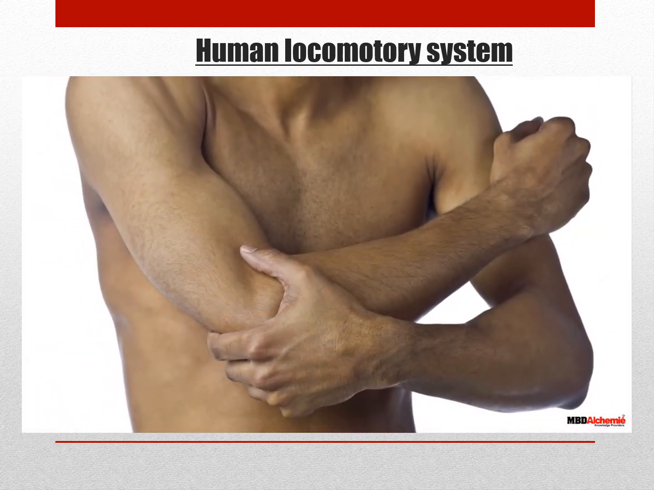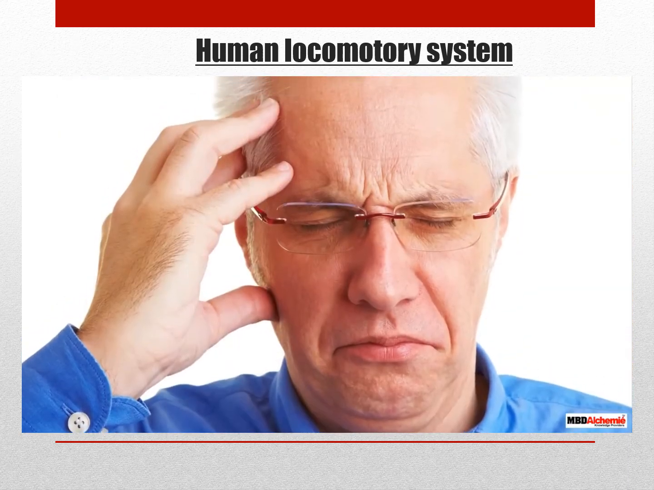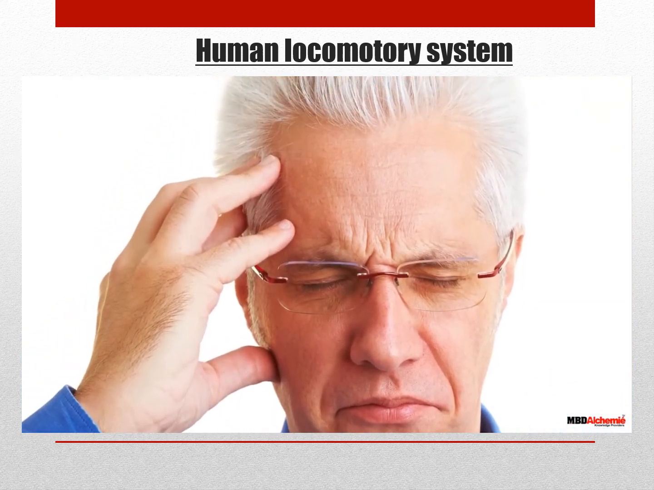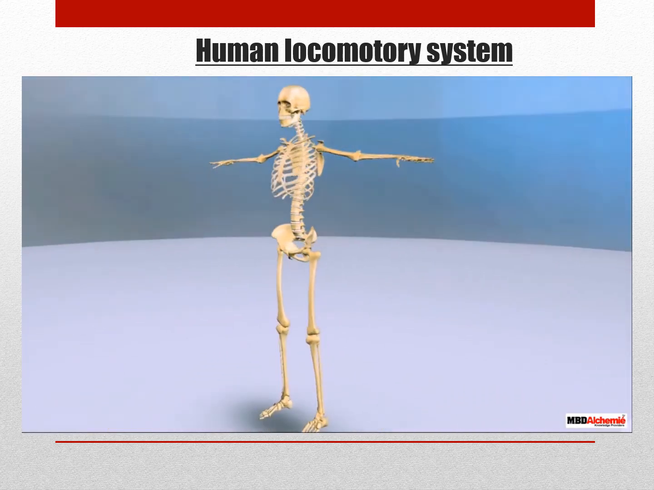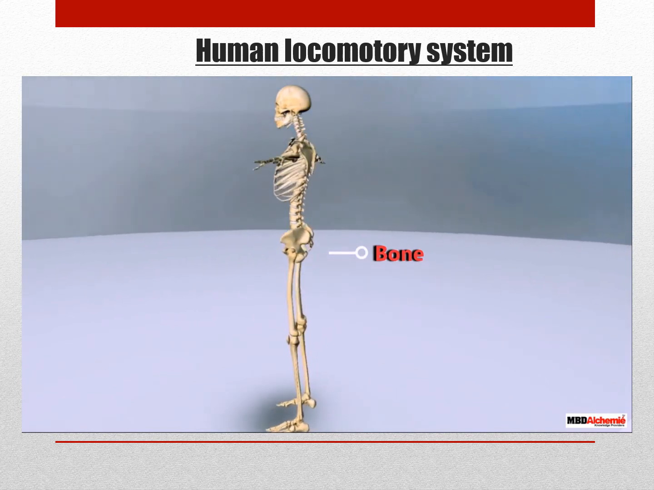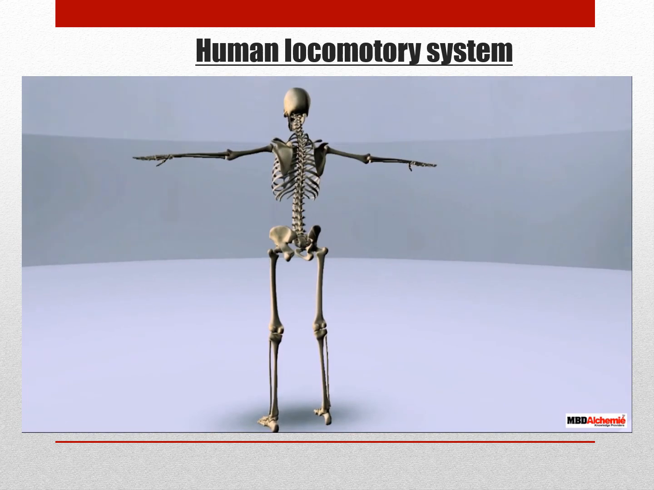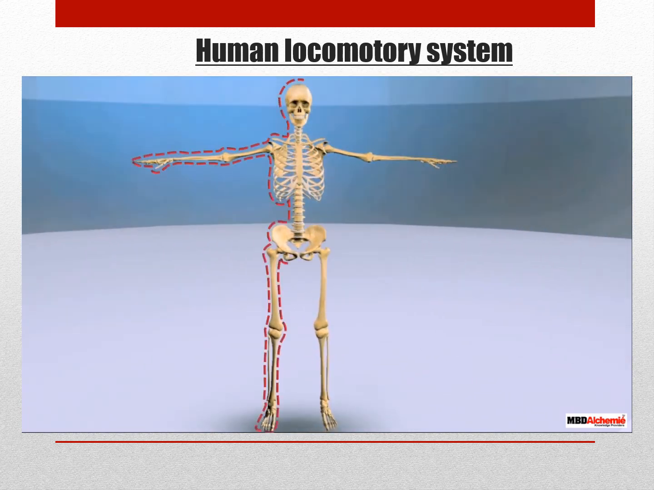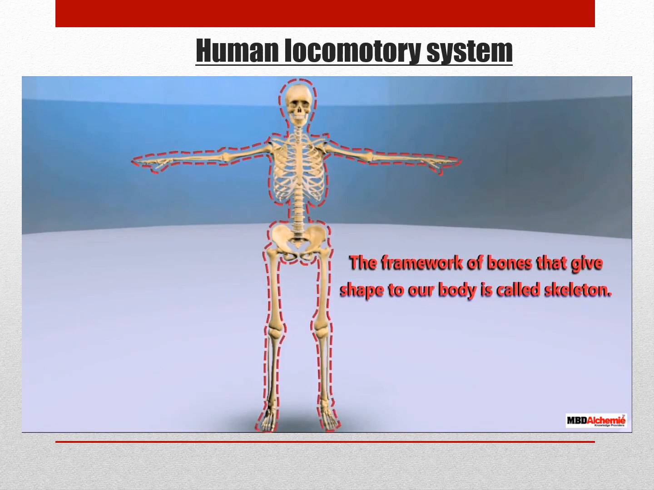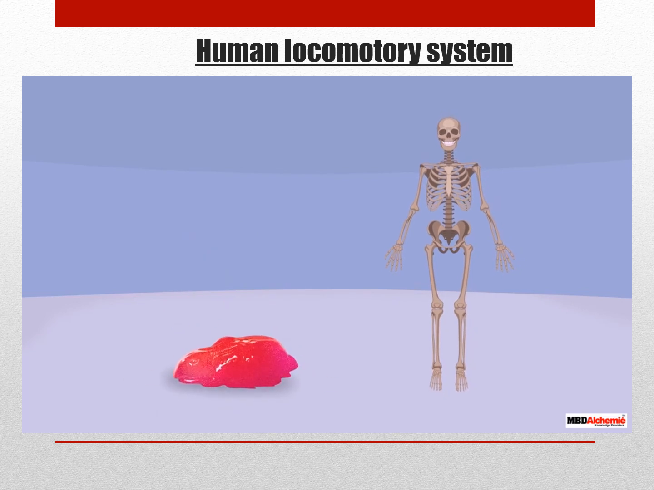You often feel something hard when you touch your arm, your leg, and even your head. Do you know what this hard substance inside the body is? Well, this hard substance is a bone. A human body is made of a number of bones. Together, these bones form a framework that gives shape to our body. This framework is the skeleton. A body without a skeleton will appear like a jelly that has no shape of its own.